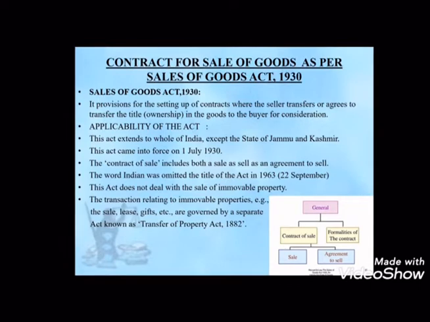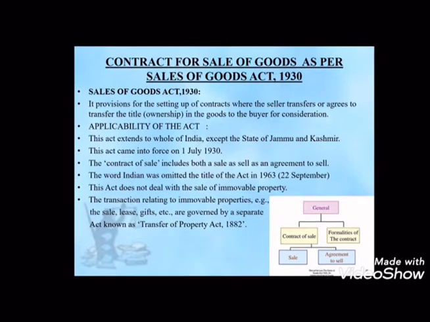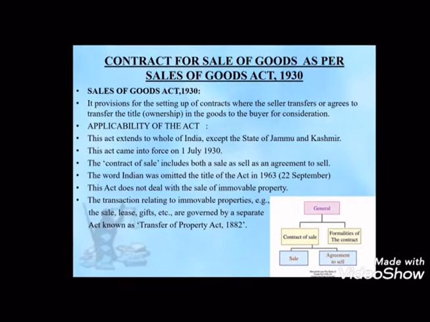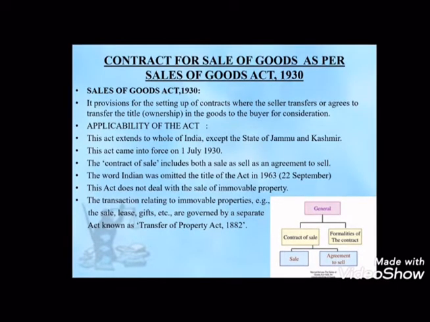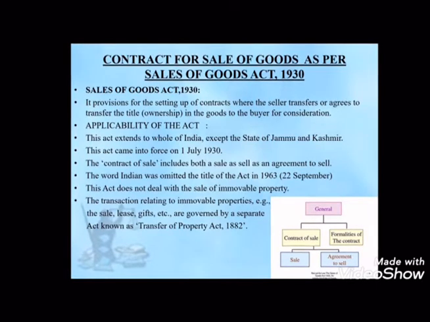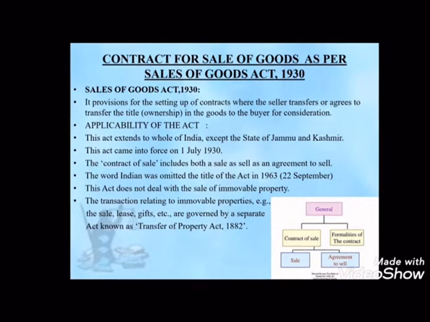Now what is the applicability of this act? This act extends to whole of India except the state of Jammu and Kashmir. It came into force on 1st July 1930. This act includes a contract of sale which includes sale as well as agreement to sale. This act does not consider sale of immovable property, for example sale, lease, gifts, etc., as these are governed by a separate act known as the Transfer of Property Act 1882.